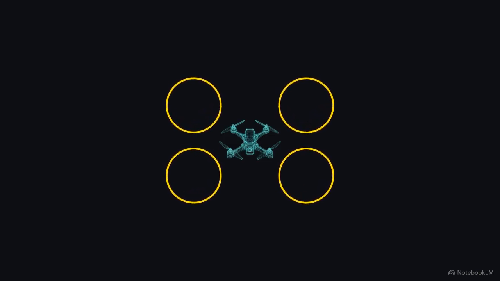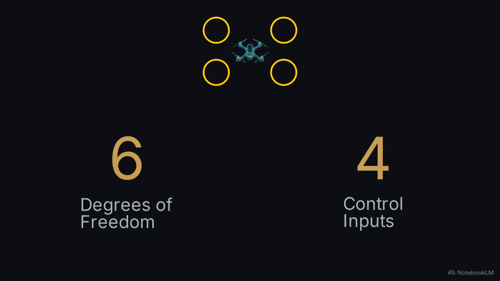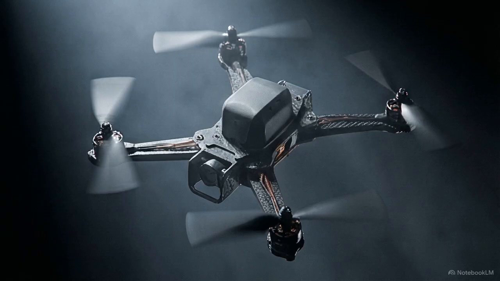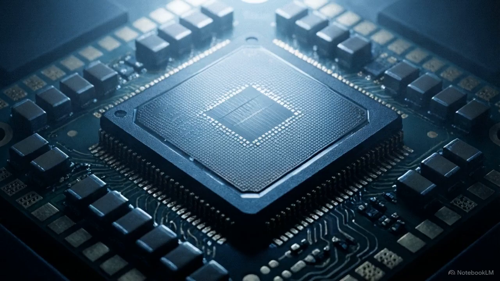Engineers call this mathematical deficit under-actuation. The vehicle physically lacks the independent controls necessary for every single direction it needs to travel. 6 degrees of freedom, but only 4 ways to influence them. With parts literally missing from the mathematical equation, a quadcopter shouldn't be able to dart through the air with the agility we see every day. This severe hardware limitation forces a reliance on an invisible brain to keep the machine in the sky.